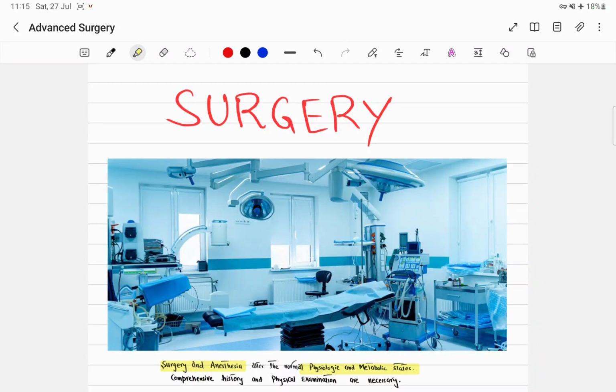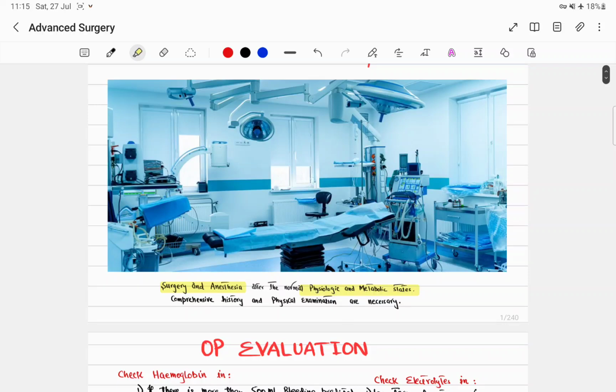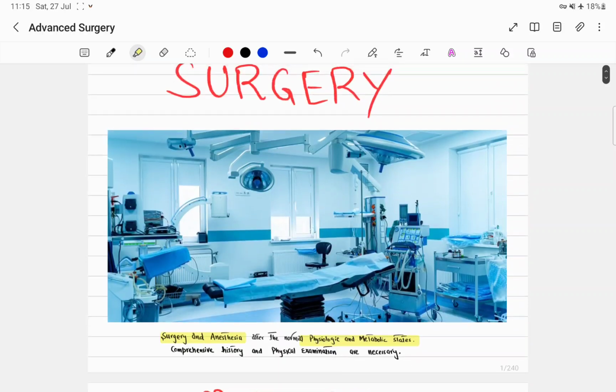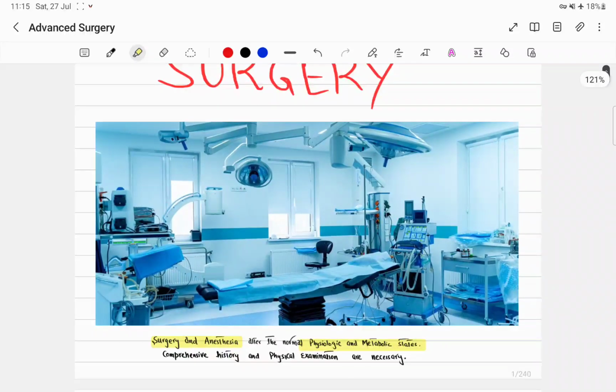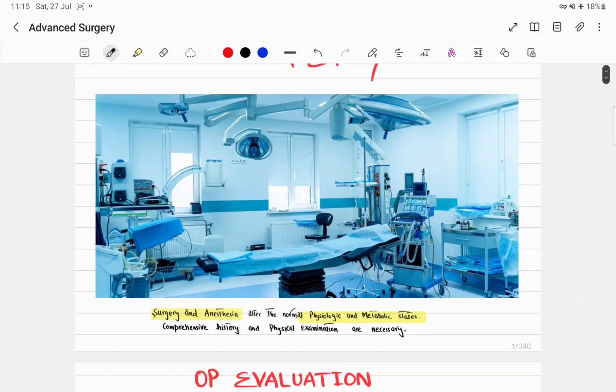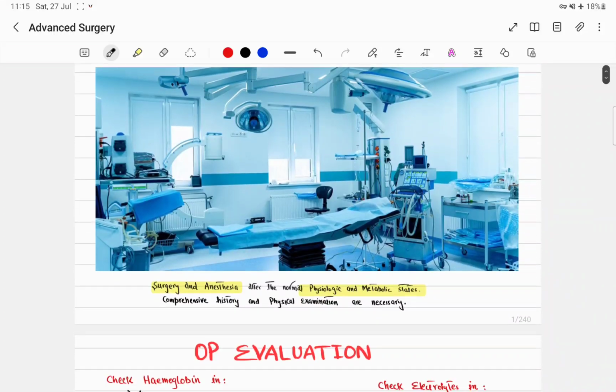From today we are going to start with the surgery, and first of all I want to say that this is the operation theater where we perform the surgery. So the operation theater is almost a sterile place, with no infections.